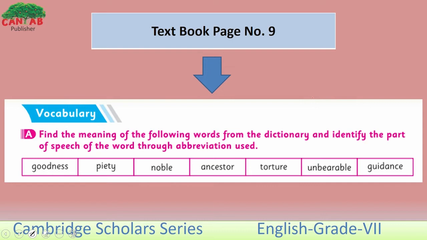Now look at page number 9 of your textbook. We have a vocabulary section here. See what it says: find the meaning of the following words from the dictionary and identify the part of speech of the word through abbreviation used.